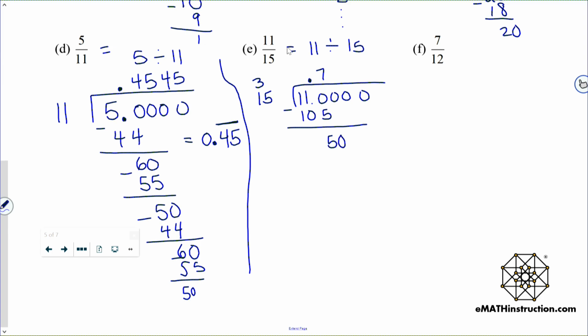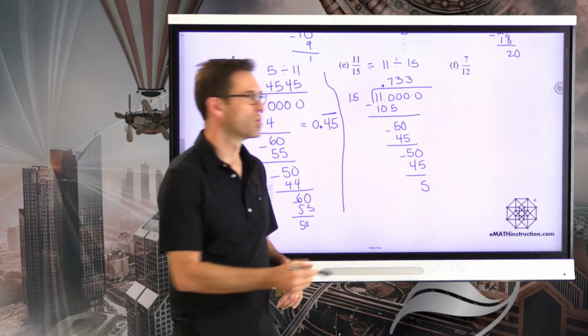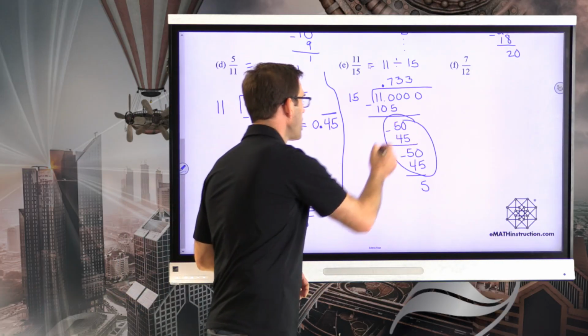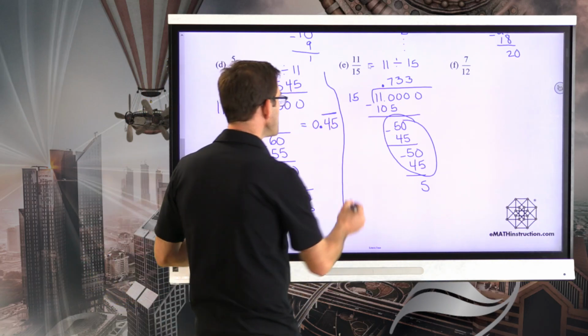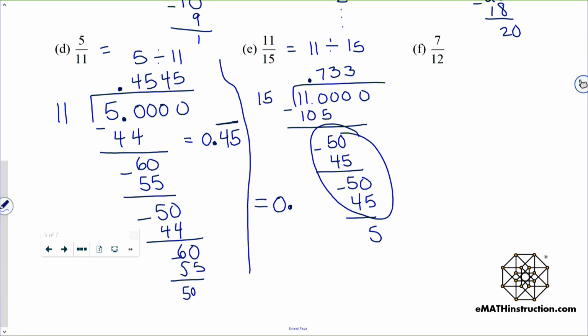So now I'll have 50. How many times does 15 go into 50? That's going to be 3 times. 3 times 15 is 45. When I subtract, I'm going to have 5 with another 0. So that's 50. That's going to be 3 times 45. And now I have that repetition. Right, you know you've got that repetition when you suddenly see things up here repeating. So 11/15ths is the same as 0.73, but only that 3 is repeating, not the 7.